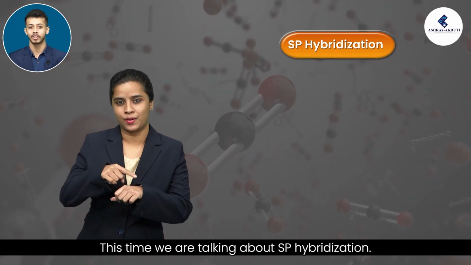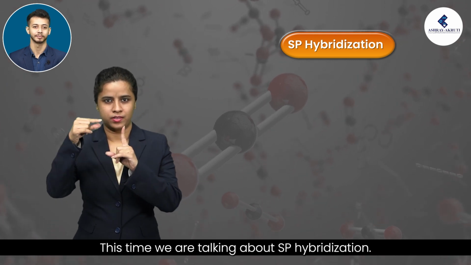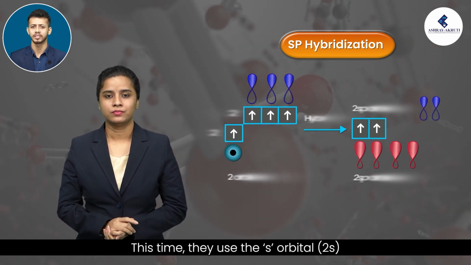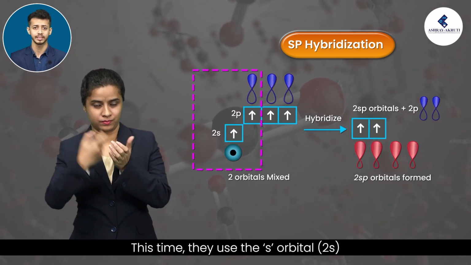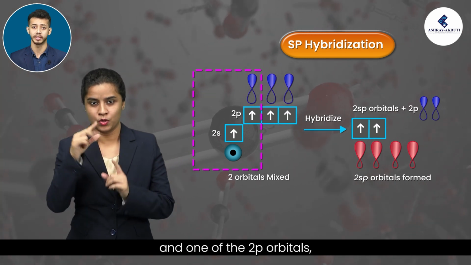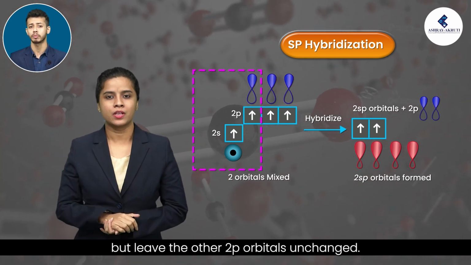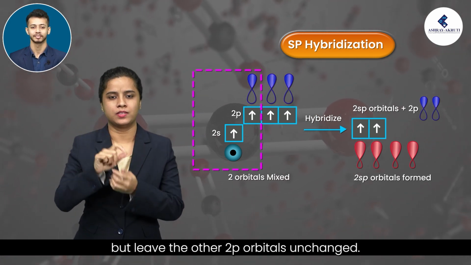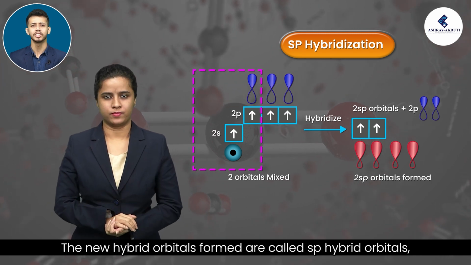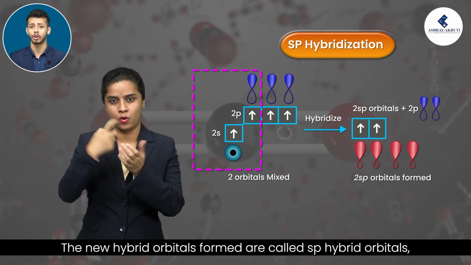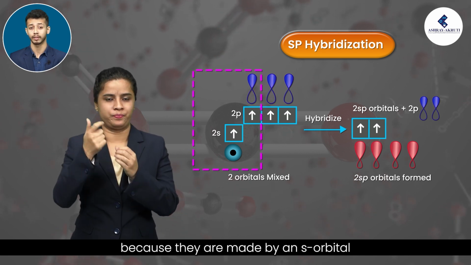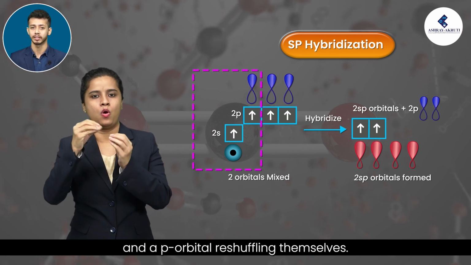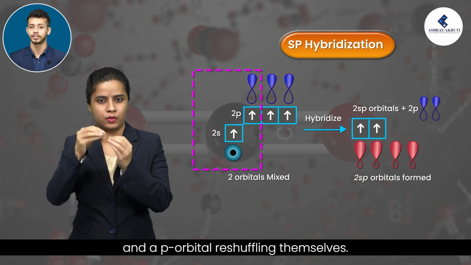This time we are talking about sp hybridization. This time they use the s orbital, 2s, and one of the 2p orbitals, but leave the other 2p orbitals unchanged. The new hybrid orbitals formed are called sp hybrid orbitals because they are made by an s orbital and a p orbital reshuffling themselves.